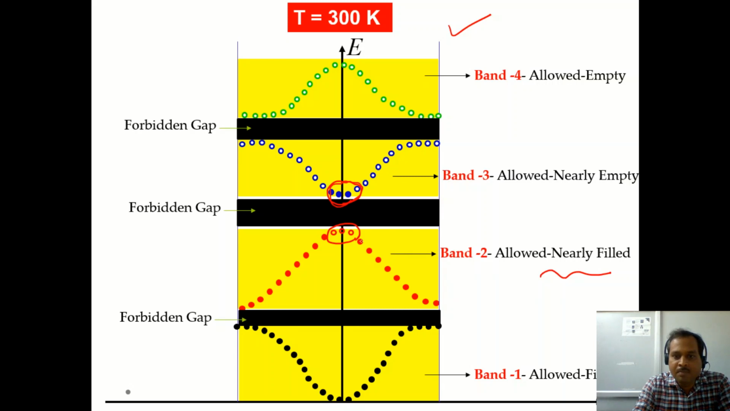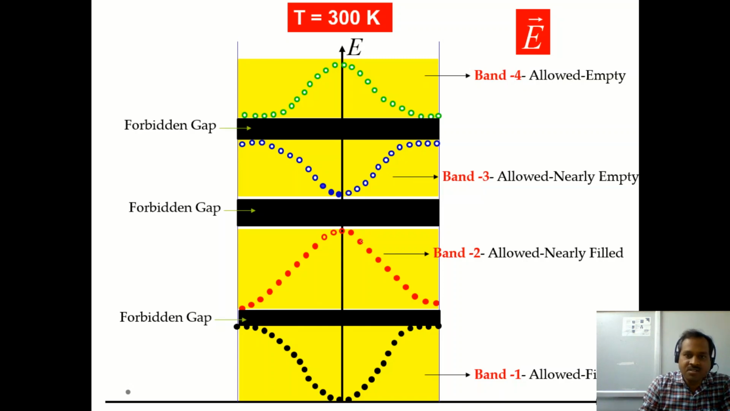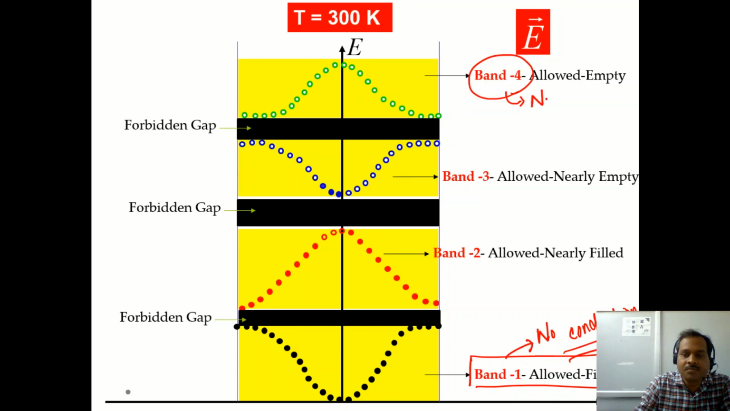Let us examine band 1 and band 4 first, then we will come to band 2 and band 3. Under the application of the electric field, what will happen? Band 1 is already filled, so no effect on this. Due to band 1, no conduction can take place. So band 1 is not responsible for any kind of conduction. Similarly, band 4 also, no conduction. Now let us see what is the situation for band 2 and band 3.